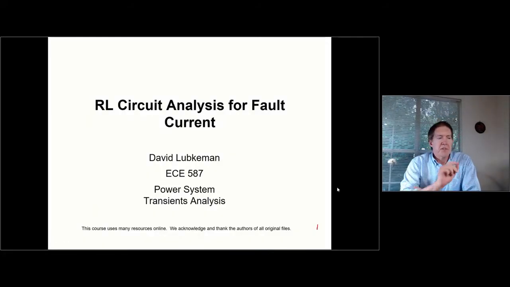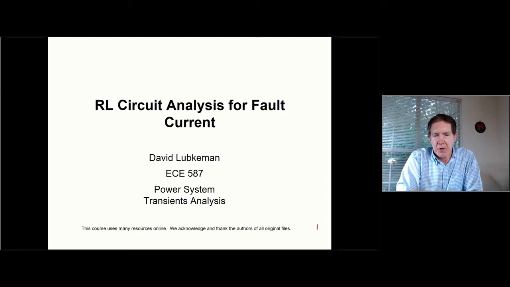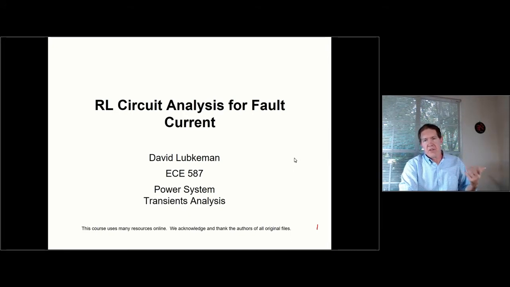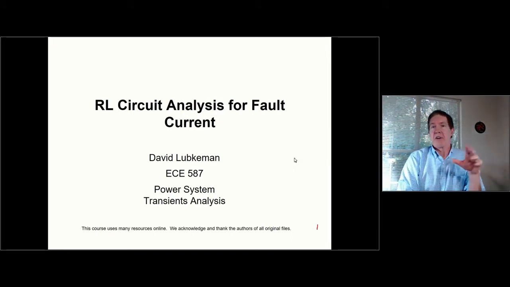So for our first topic area for transient analysis, what we're going to be looking at are the types of transients associated with faults on power system circuits. We're going to refer to this as an RL circuit analysis in a way, because the equivalent circuit associated with this is going to be a Thevenin equivalent, where we have a voltage source, and we have resistance and we also have inductive reactance.